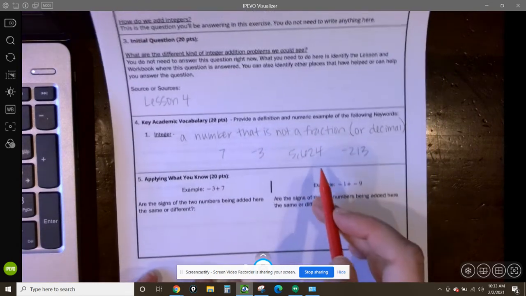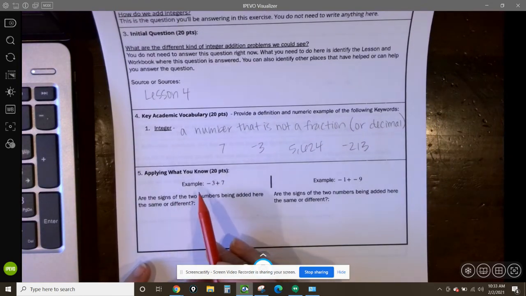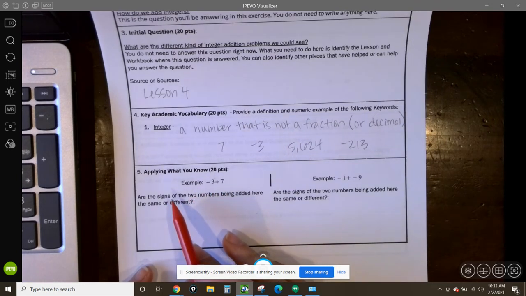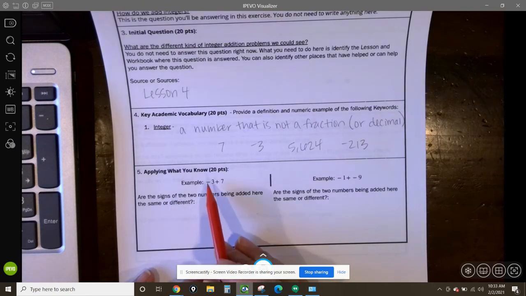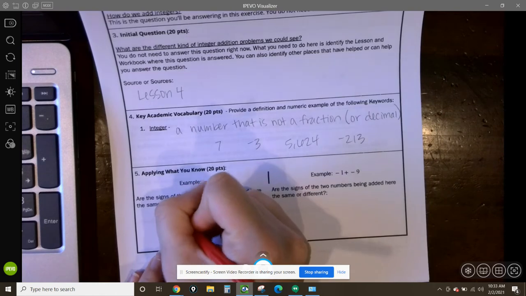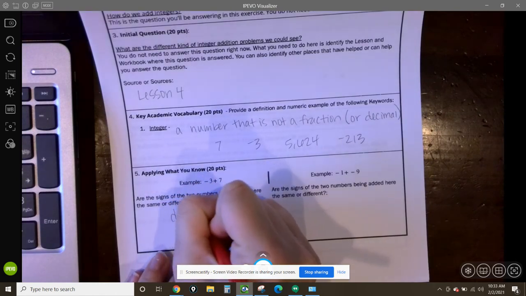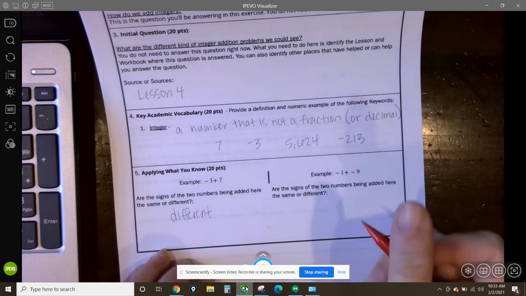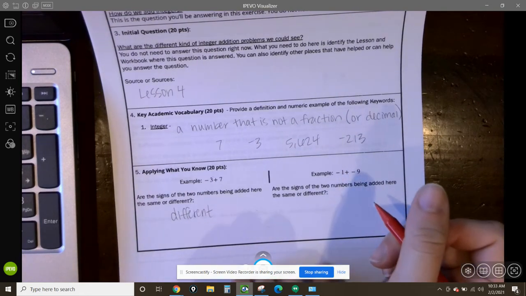Okay? Okay, so applying what you know now. So here's the example, -3 plus 7. We're not going to solve this yet, but the question says, are the signs of the two numbers being added here the same or different? So the sign means like this is -3 and this one's +7. Since this one's negative and this one's positive, the signs are different. And this will impact how we add the integers. But right now we're just listing that the signs are different.